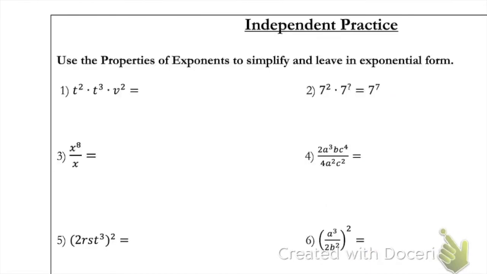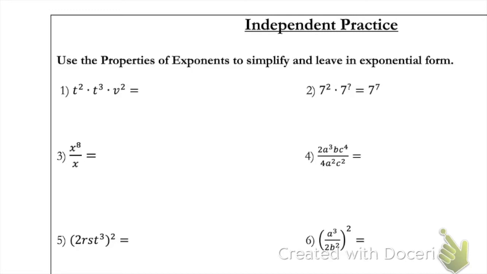Hello, so let's look at this independent practice. So in these problems, it says use the properties of exponents to simplify and leave in an exponential form. So notice here it did not say evaluate, so we're just going to leave them in an exponential form. So let's look at number 1.